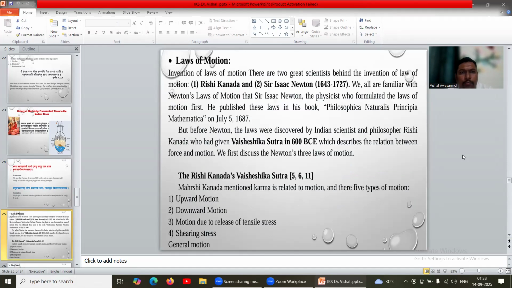Now we see the laws of motion. Invention of the laws of motion. There are two great scientists behind the invention of the laws of motion. First is Rishi Kanad and second is Isaac Newton.